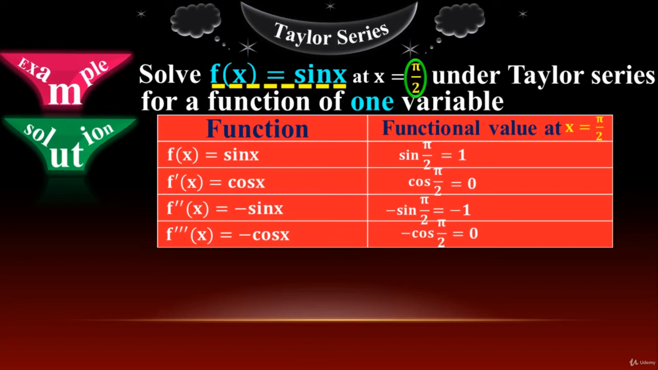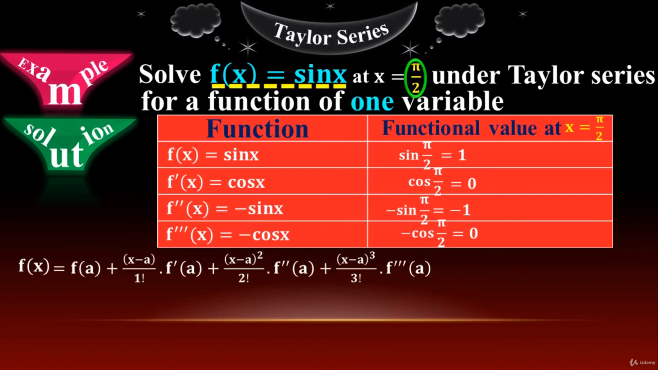From the formula of Taylor series, where f of x equals f of a plus x minus a over 1 factorial times f prime of a plus x minus a to the 2 over 2 factorial times f double prime of a plus x minus a to the 3 over 3 factorial times f triple prime of a. Look here, I have only 4 terms in this formula because the given function has been expanded up to third degree. The maximum derivative term here is the third derivative term. The more derivative terms you have, the longer the Taylor formula is going to be. So this formula is based on the above table.